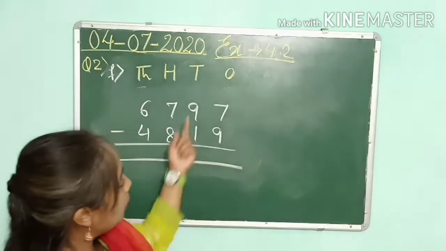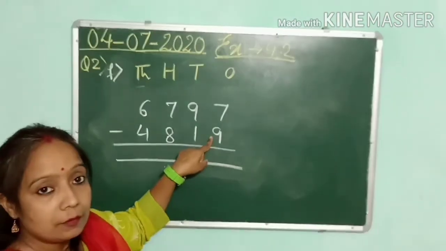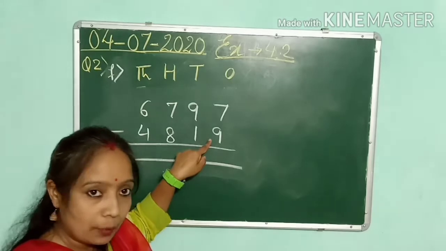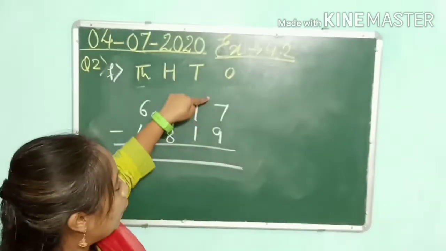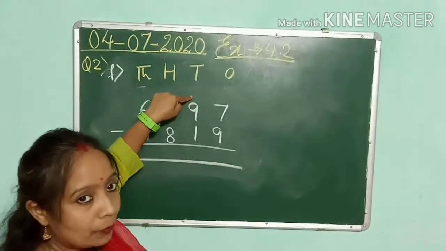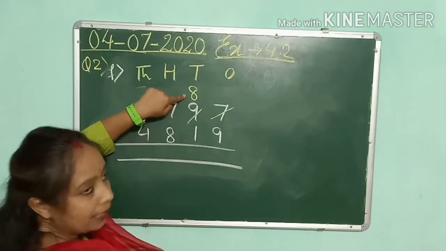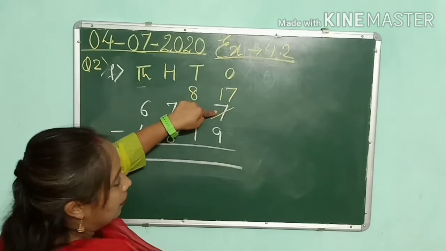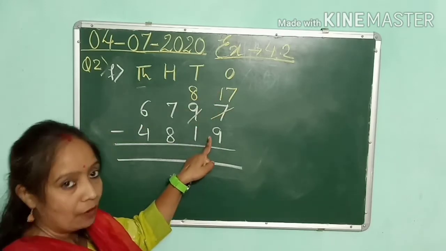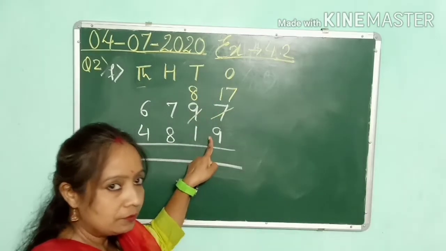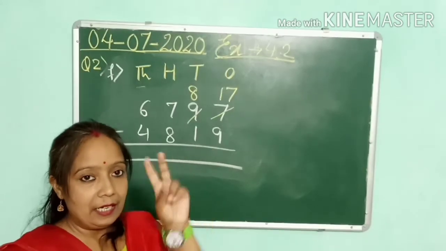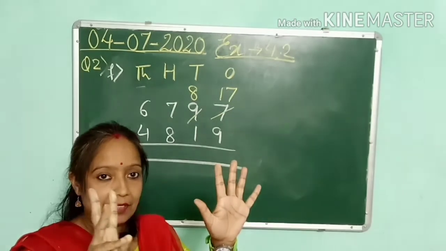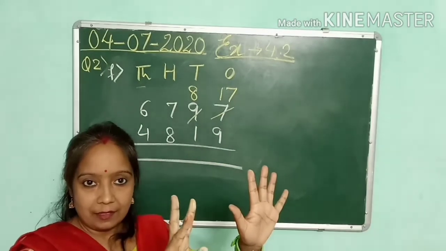Under the ones column you have to subtract 9 from 7. 7 is smaller than 9. We cannot subtract now. So 7 will borrow from 9. So what will happen? 9 becomes 8 and 7 becomes 17. Now 17 minus 9. So after 9 you start counting till 17. After 9, 10, 11, 12, 13, 14, 15, 16, 17. So how many fingers? 8.